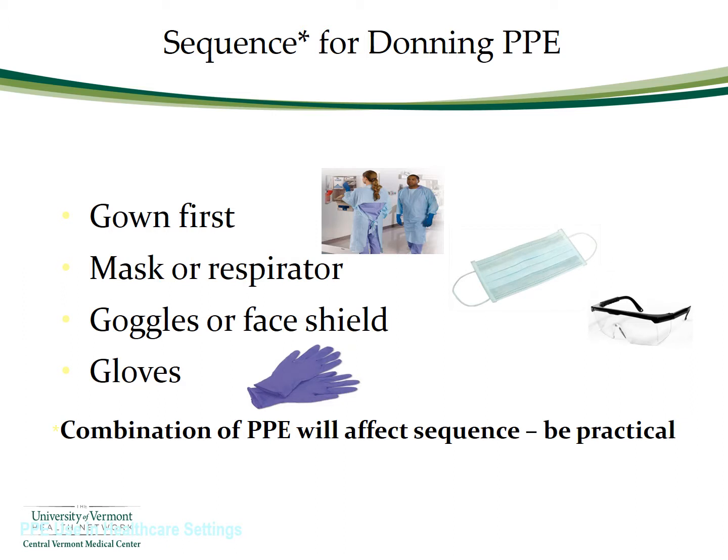When donning PPE, the gown should be first, the mask or respirator should be put on next and properly adjusted to fit. Remember to fit check the N95 respirator. Goggles or face shields should be donned next, and the gloves are donned last.